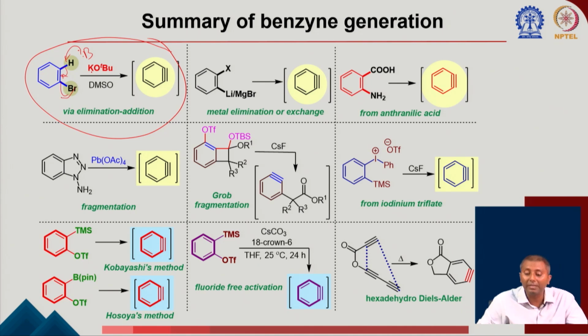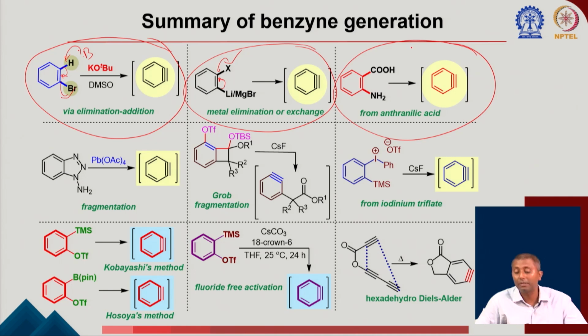And then there is the metal halogen exchange. If you start with a dibromo compound, if you give some sort of magnesium, it can form the corresponding Grignard reagent. Or if you go for metal halogen exchange, it will generate the corresponding lithium. Now it can form this benzyne. Starting from anthranilic acid, I talked about the formation of this benzyne, you have seen that. Then the fragmentation chemistry.